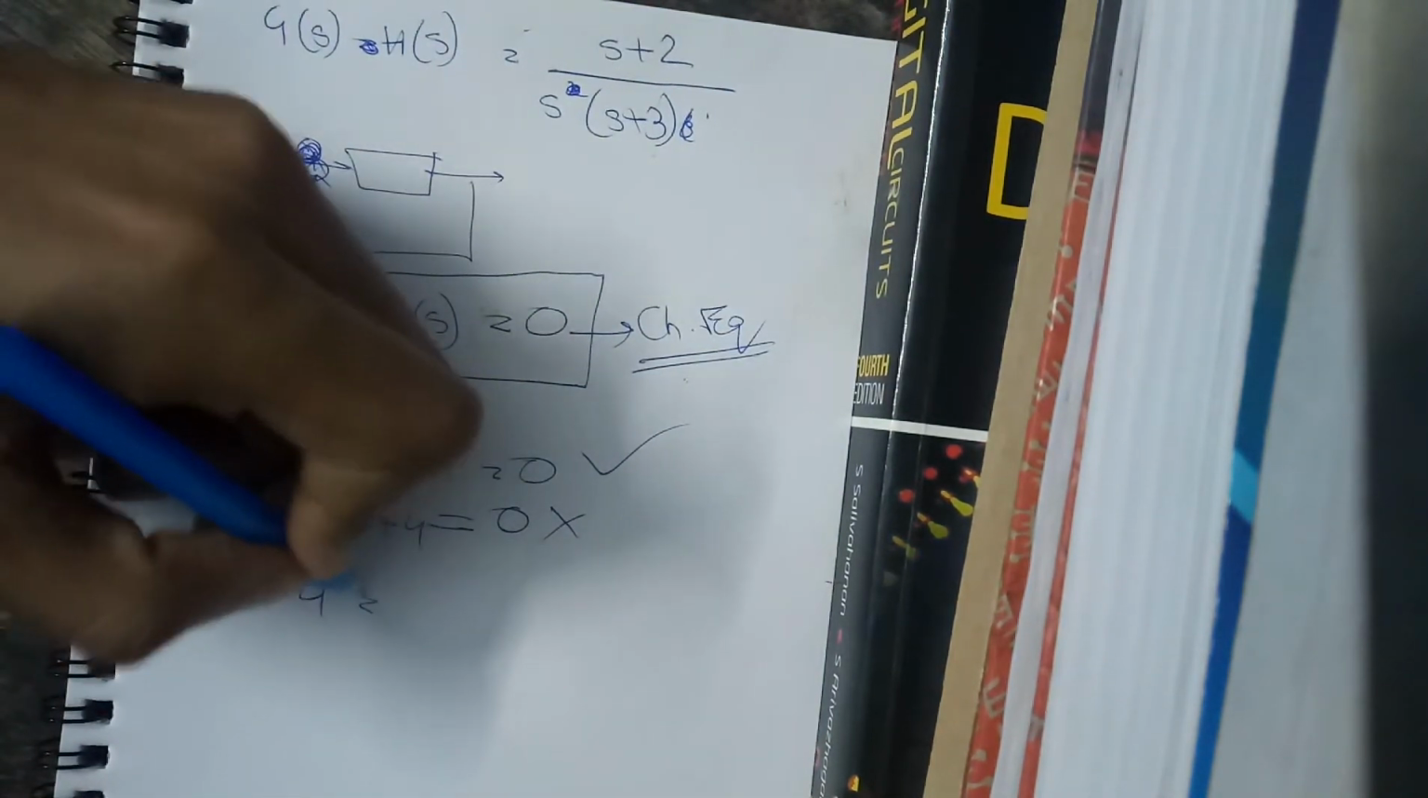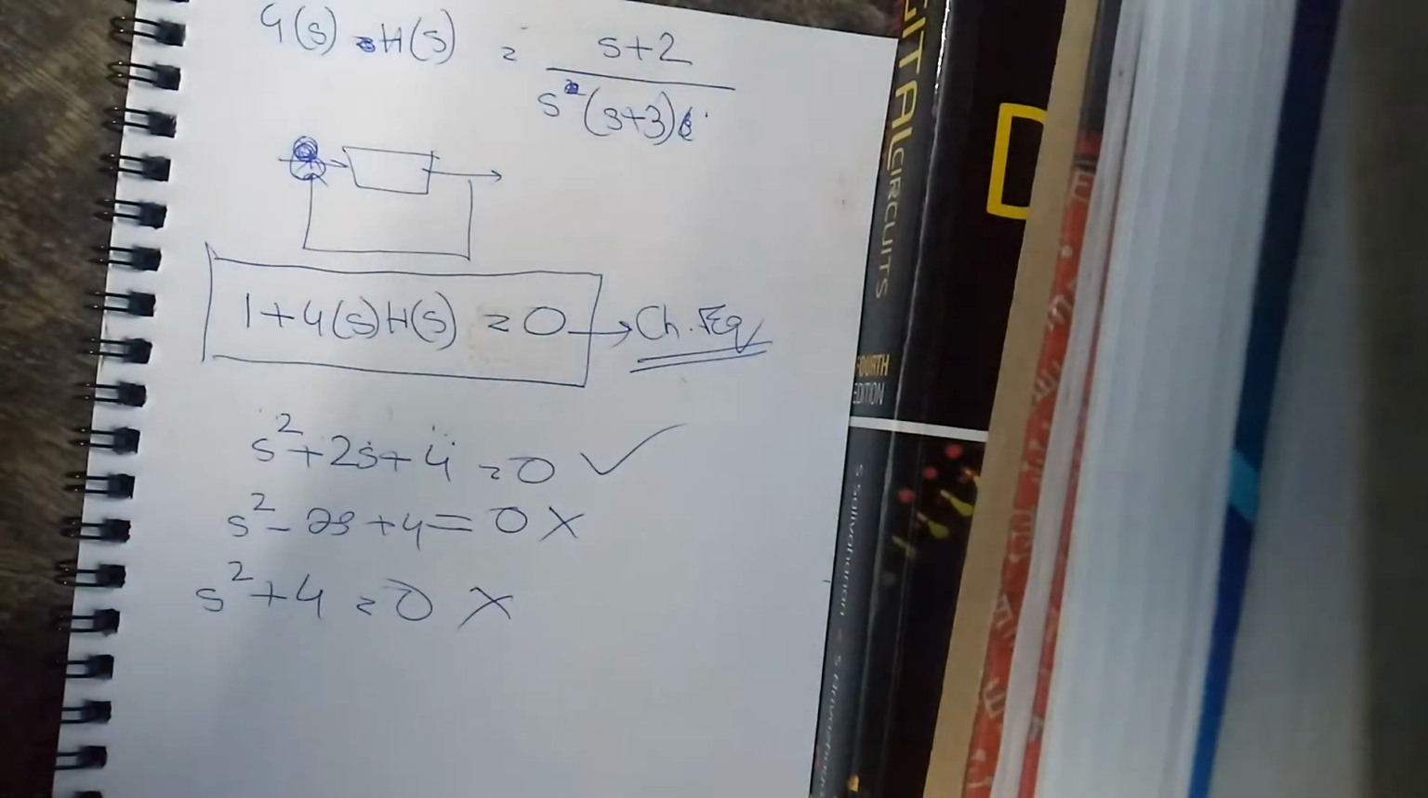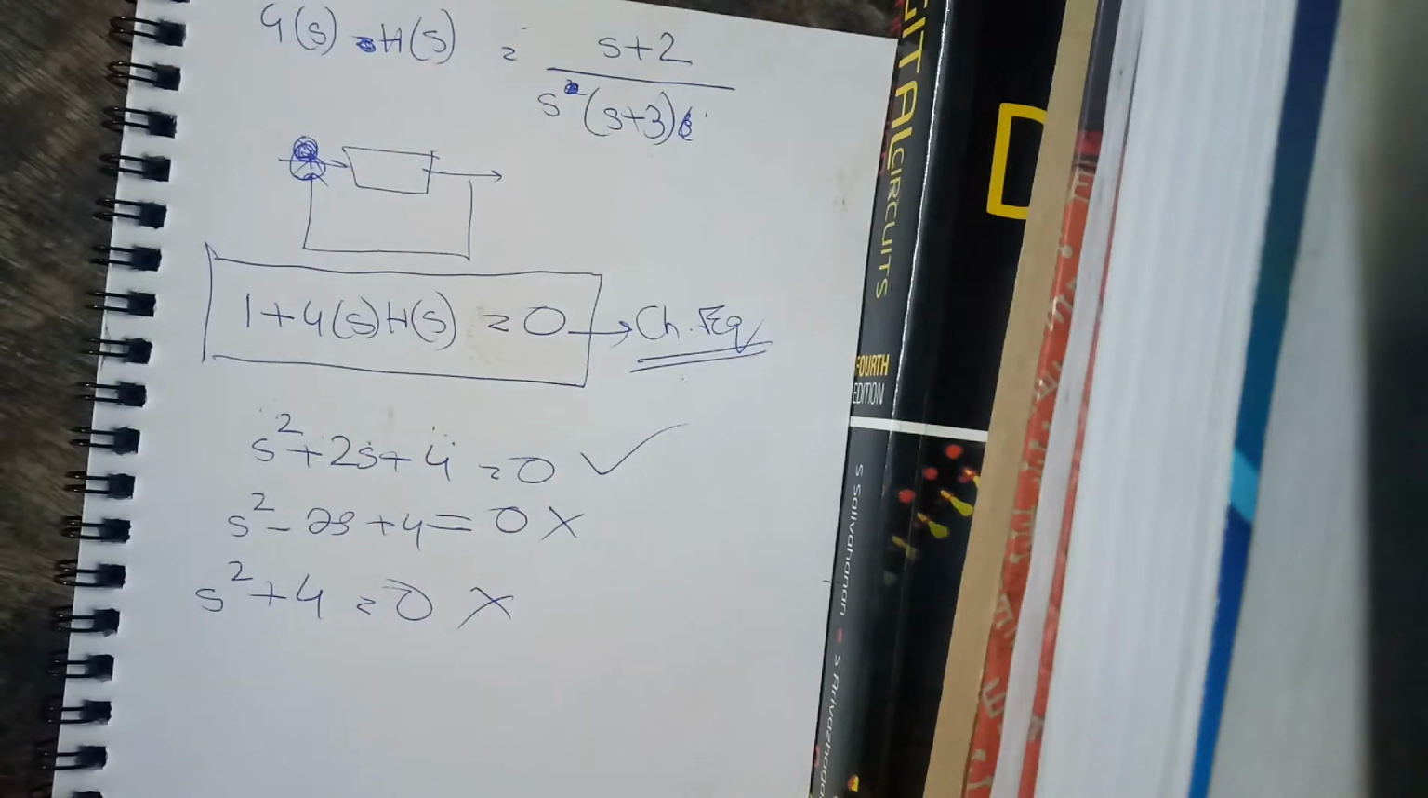Also, if s square plus 4 equal to 0, this is also not a stable system because it does not have all the powers of S. So this was widely accepted, that Routh's criteria would be the ultimate criteria that determines the stability of a system, whether the system is stable or unstable. But then there were some problems because the criteria was not always satisfied. There are some systems where we can see that there are all powers of S, but even then the system is not stable. Let us show you an example of such a system.